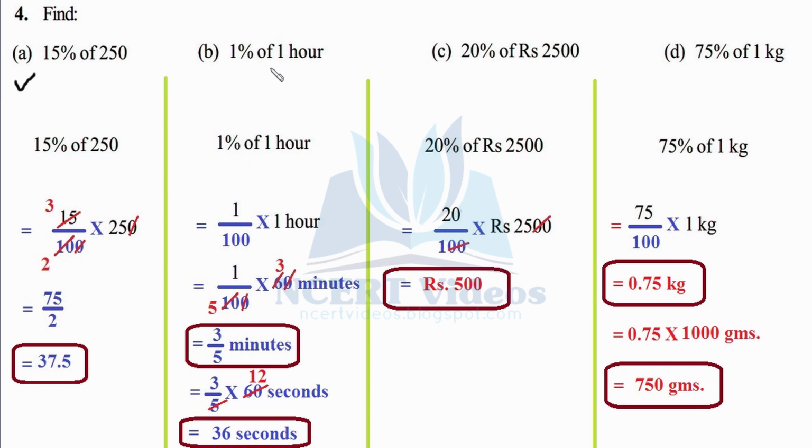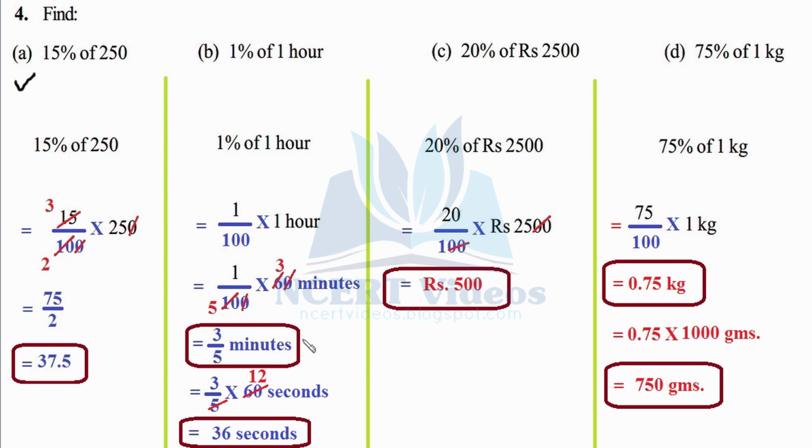B. What is 1% of 1 hour? That is 1% of 60 minutes. So 1% means over 100, "of" means multiplication, 1 hour. 1 over 100, changing hour into 60 minutes. So zeros cancel, 3 twos are 6, 5 twos are 10. So 3 over 5 minutes.